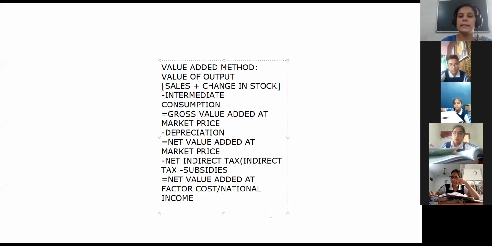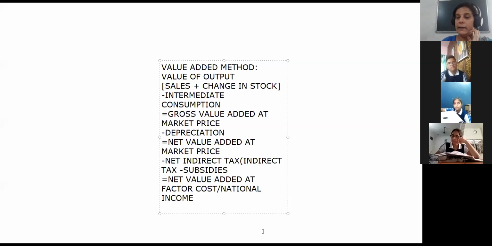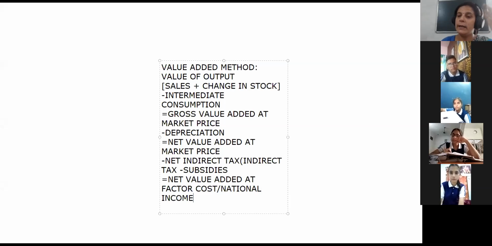Okay, so this is the first method for calculating the national income. वैल्यू एडेड बाय एवरी कंज्यूमर, क्योंकि बेटा वैल्यू एडेड हम क्यों निकालते हैं, because if we will not subtract the intermediate consumption which is being done by the other producer, then it will create the problem of double counting.